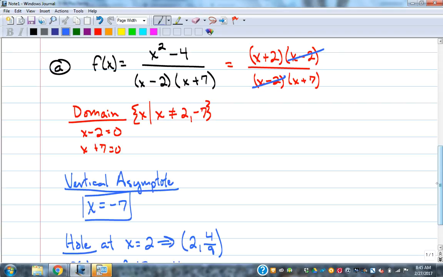All right. So let's look at what's next. Horizontals or obliques? What's the degree of the top? Well, it's 1 here and 1, so it's the same. So they're equal to each other. So the horizontal asymptote would be at the ratio of the leading coefficients, which would be 1.